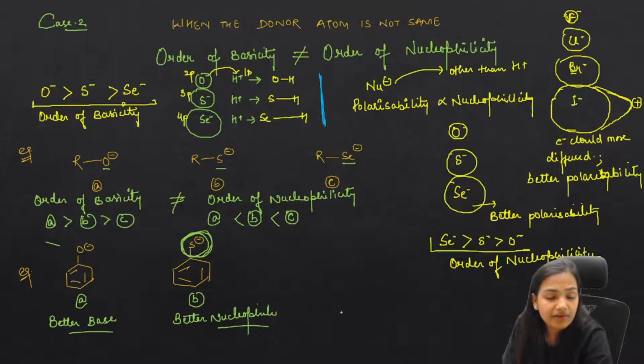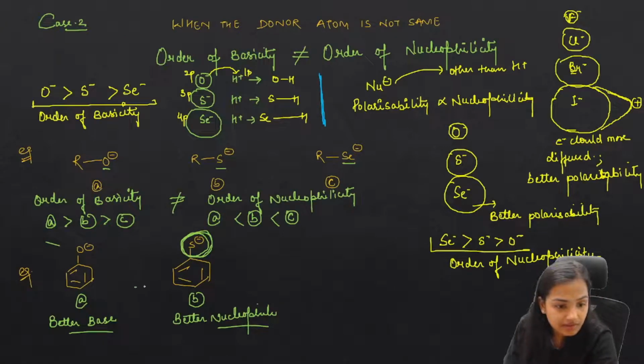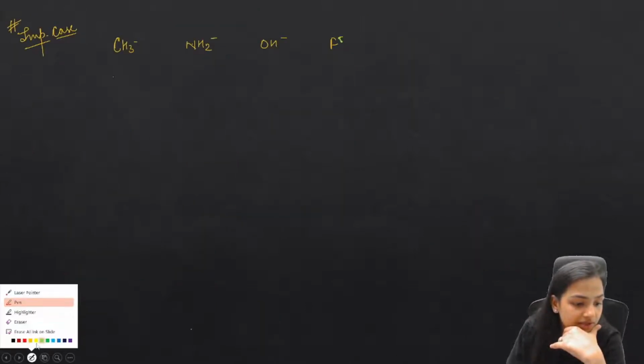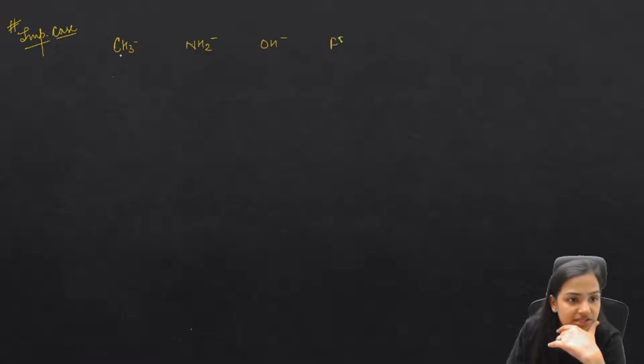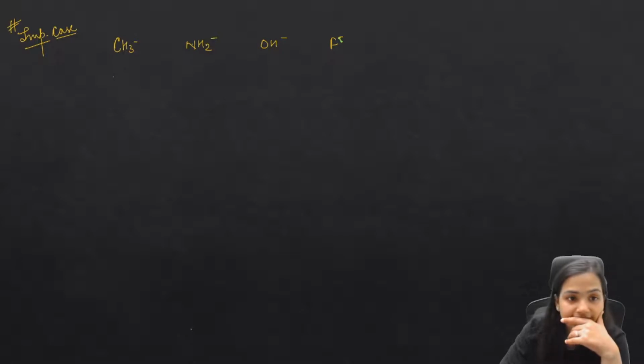Here I am having a very important case for you. When the donor atoms are not the same, it is going to be opposite. Basicity and nucleophilicity are not going to be the same, they are going to be opposite. But what happens if we have such a case, that is CH3 negative, NH2 negative, OH negative, F negative? Now what can we do? Think of it and tell me.